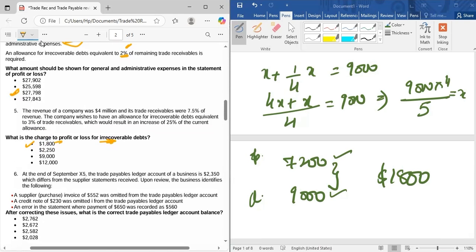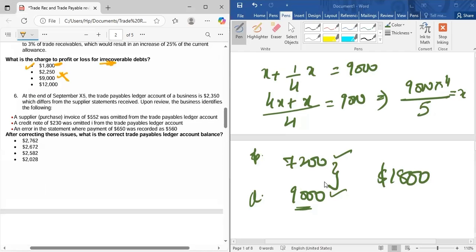Right, option A, 1,800. See, they have given you the option of 9,000 too, because many students would just calculate this 9,000 amount correctly and in a hurry select this option. But this is not our answer. We have to tell the charge to profit and loss, and the charge is the movement, and the movement is of 1,800. Right, so we are done with 5 questions. Let us move forward.